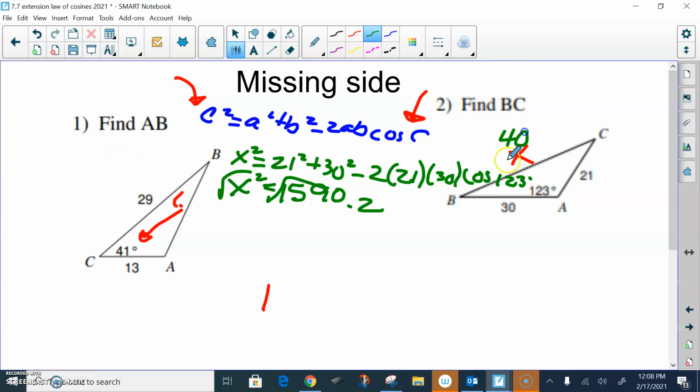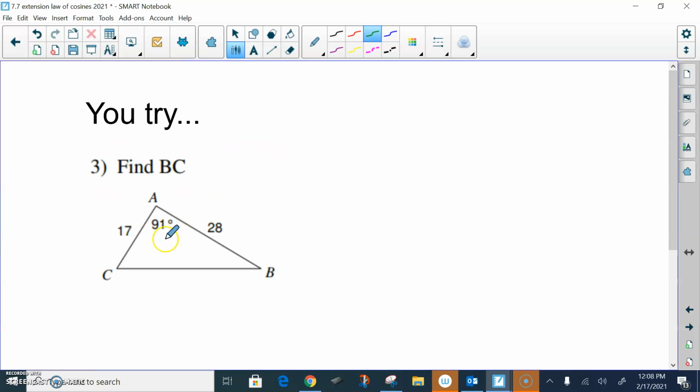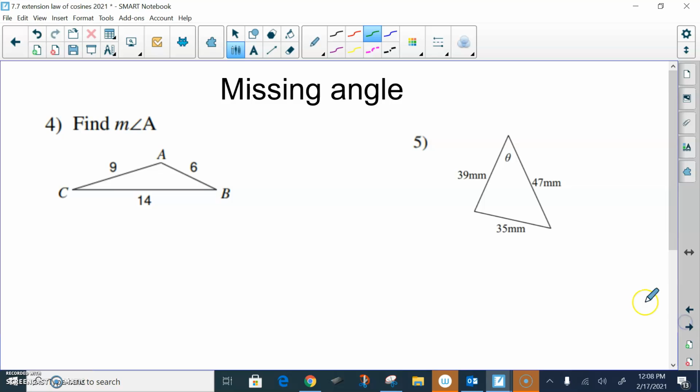Okay. All right, you know what's coming next. We're going to go ahead and do the same thing, but now the unknown is an angle. Okay, oops, that's your try. Okay. All right, so we're looking for angle A. So again, you either start with the unknown or finish with the unknown. So in this case, we're looking for an angle. So that means we start with the 14 squared.